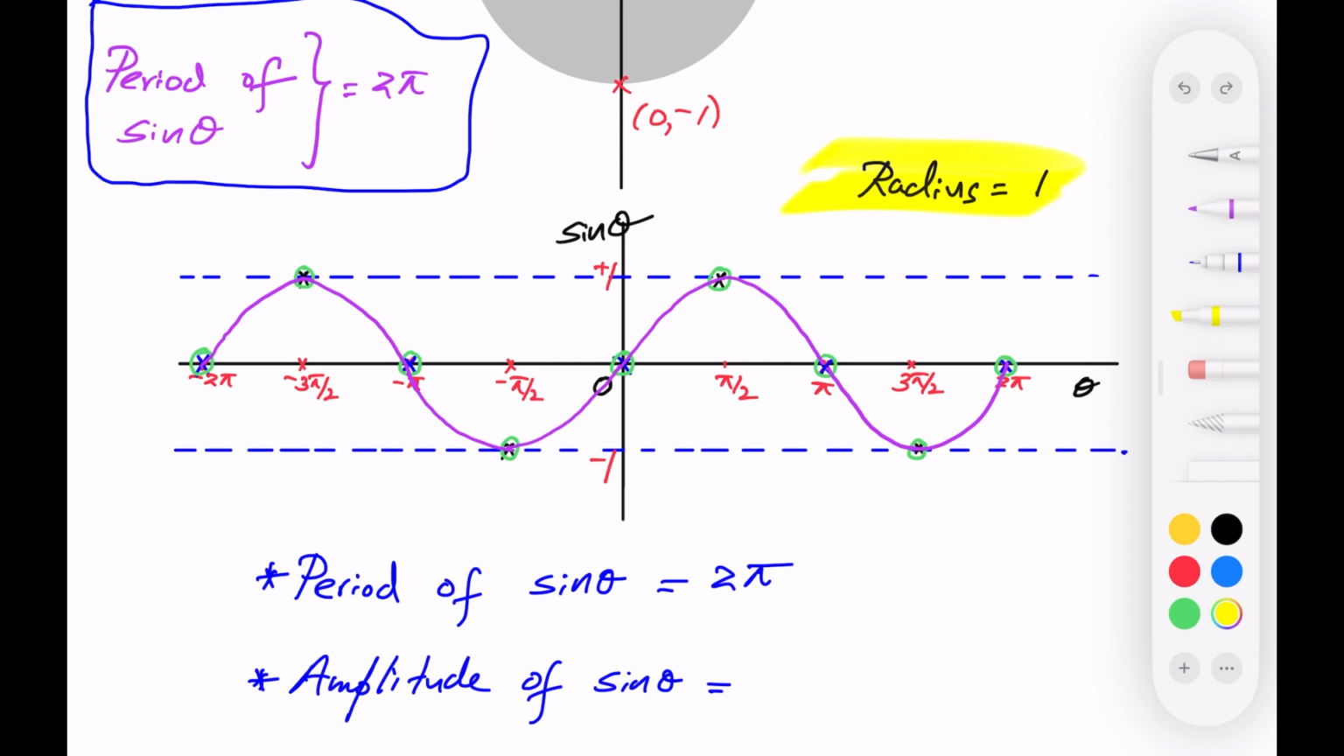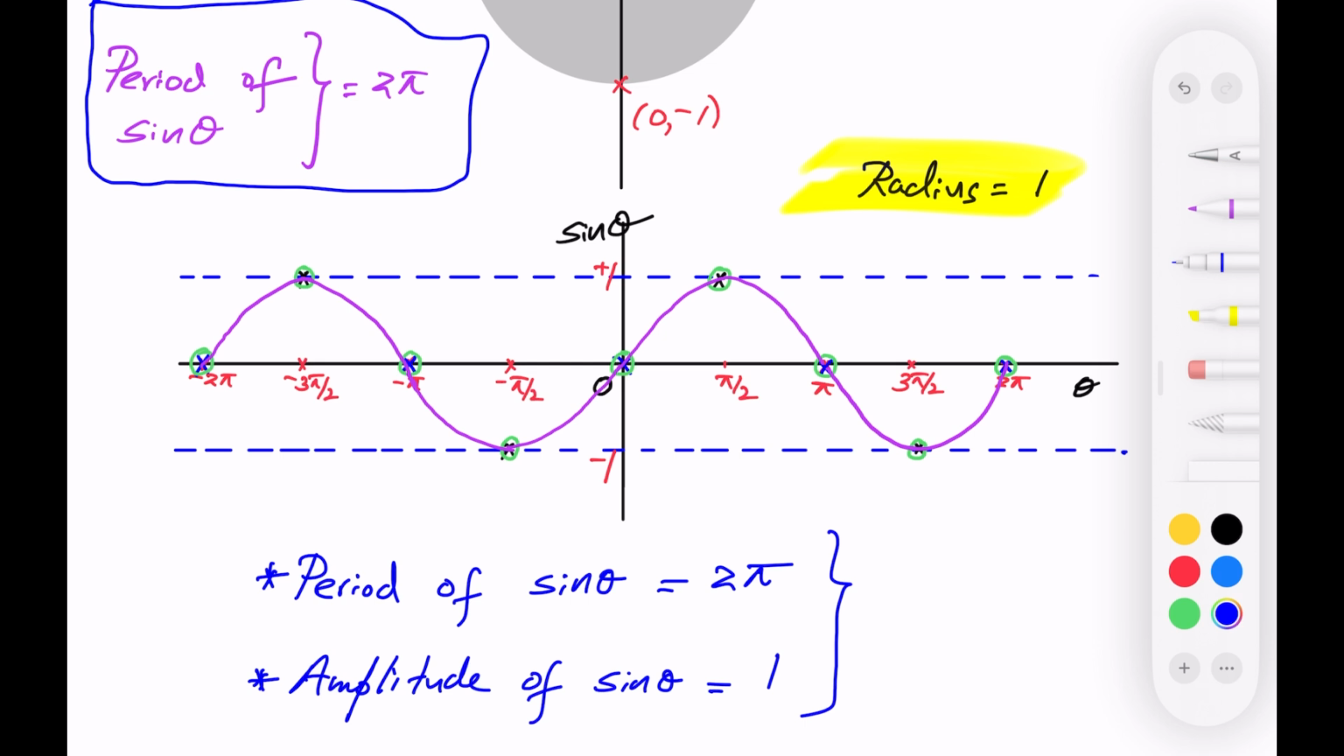Now, in this case, we know that this length right here should be equal to 1. And similarly, this length right here should also be equal to 1 by magnitude. It's only the magnitude. For the sine theta curve, the amplitude is equal to 1. Alright, that's how the sine theta graph can be drawn.